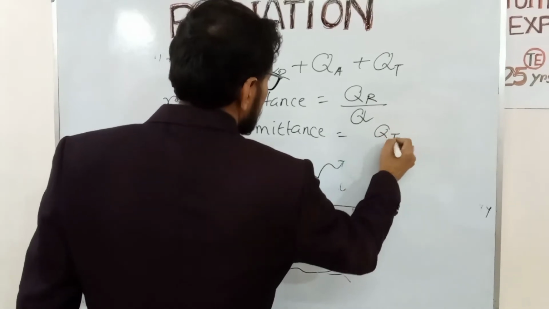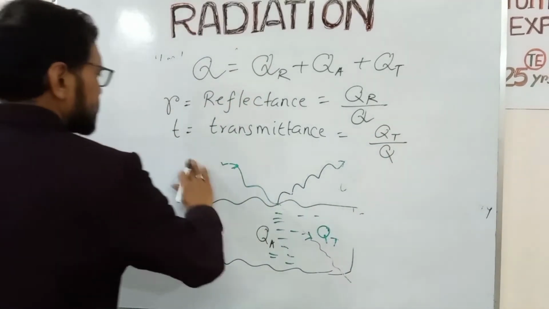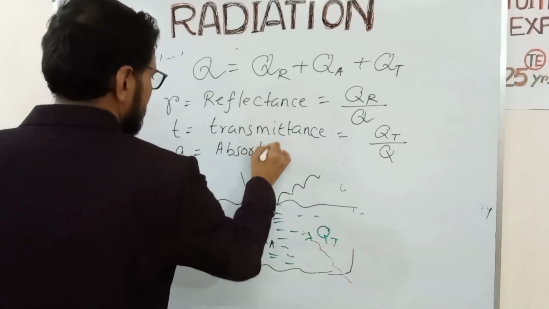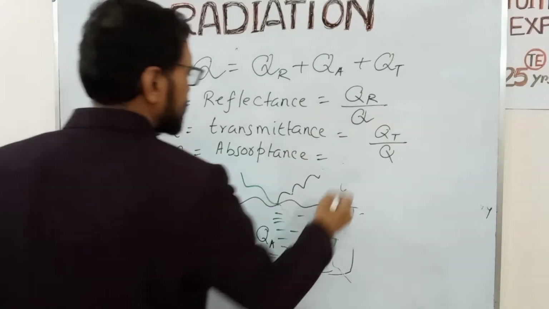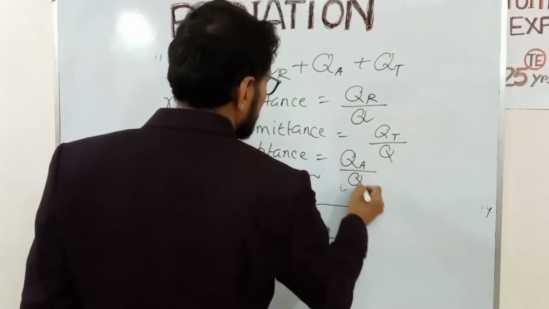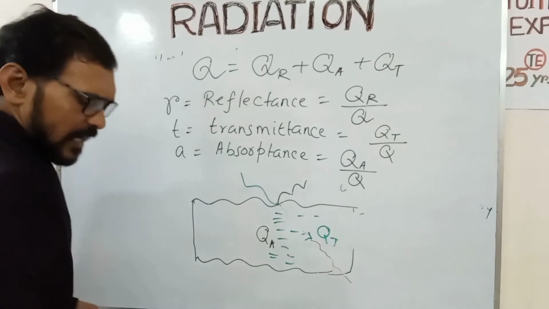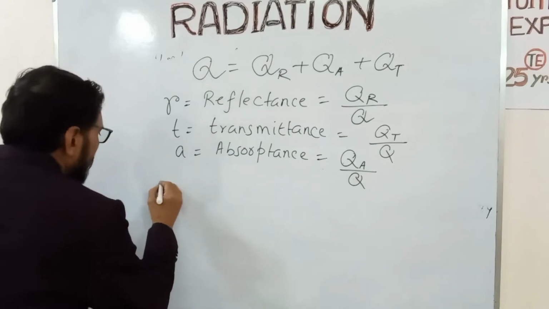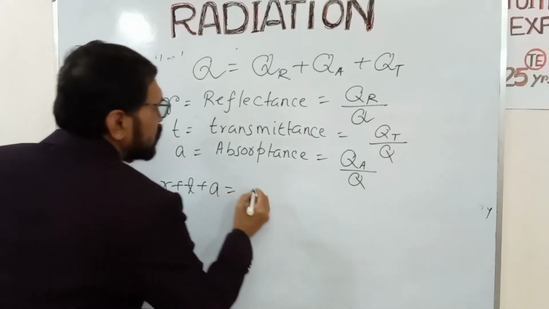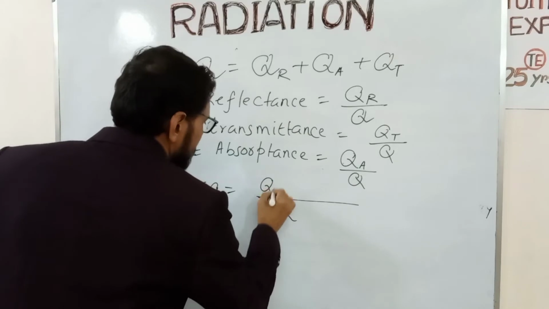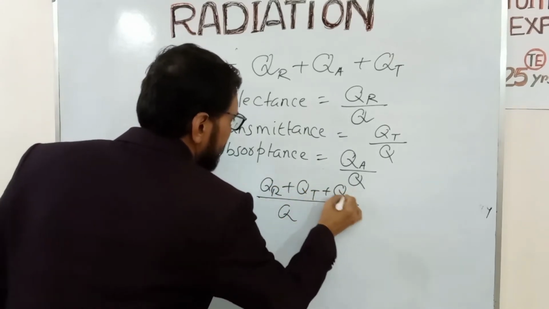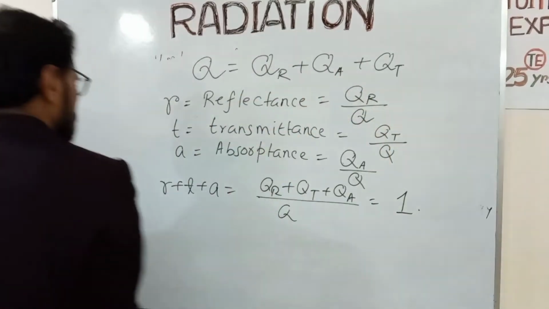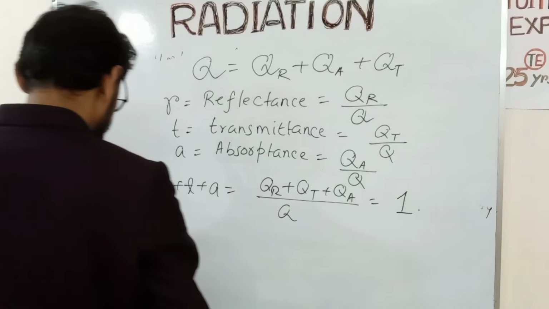Transmittance is similarly Qt by Q. And the next term is A, absorptance. Absorptance is denoted by Qa by Q. Now if we add R plus T plus A, what do we get? R plus T plus A is equal to Qr plus Qt plus Qa over Q, which is equal to Q over Q, which is equal to 1. So R plus T plus A equals 1.